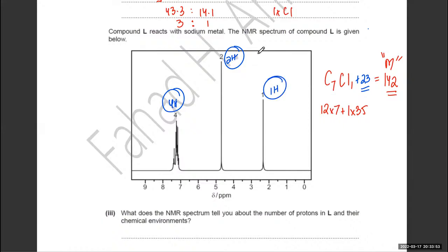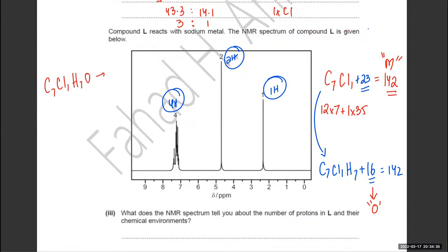So that's a total of 7 hydrogens. So I now know this is C7, there's 1 Cl, and there are 7 hydrogens as well. If I remove the 7 hydrogens, I'm left with 16, so I'm still not reaching 142. This 16 must be an oxygen atom. So my formula now is C7, one Cl, 7 hydrogens, as the NMR spectrum clearly shows, and one oxygen. That is going to give me 142. Is that clear?